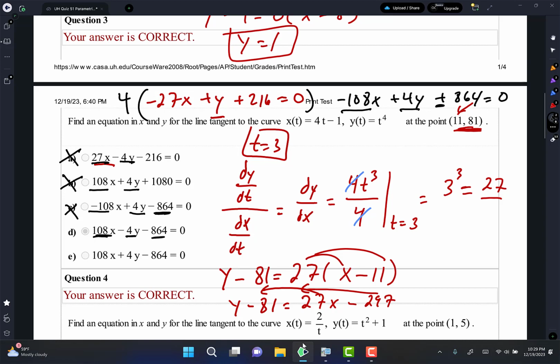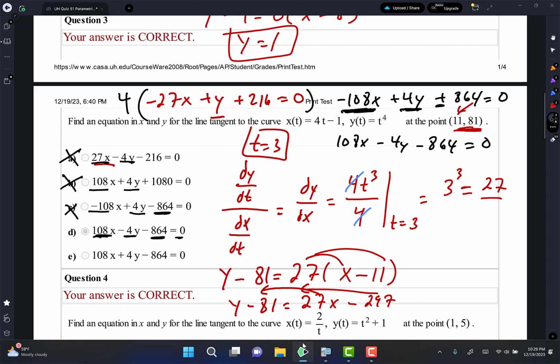I don't see that. Well, if we divide everything by negative 1, guys, that's 108x minus 4y minus 864 equals 0. See? So there it is. Positive 108x, negative 4y, minus 864 equals 0. So the way you tackle these, make sure that whatever coefficients are in front of the x and whatever coefficients are in front of the y, that they have to be opposite polarities.